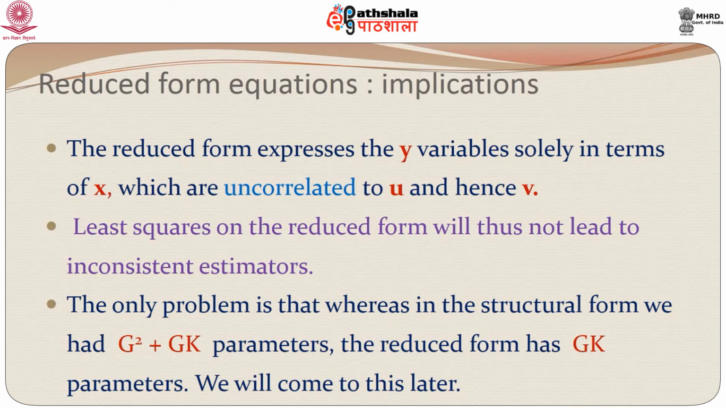So, the problem of inconsistency would not happen if we are looking at the reduced form equations and applying ordinary least squares. The only problem is previously we had G squared plus GK parameters. The structural equation had two components, B which had G squared elements and Gamma which had GK elements. So, there were G squared plus GK elements. On the other hand, Pi is a G by K dimensional matrix and hence has GK parameters. So, there is a reduction in the number of parameters, and we will see what problem this creates.